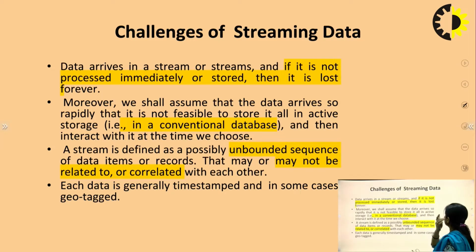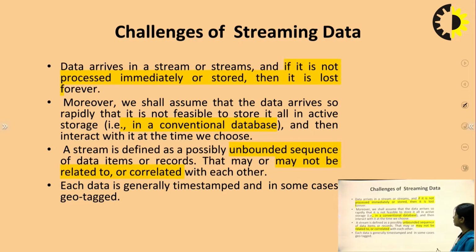Moreover, we shall assume that the data arrives so rapidly that it is not feasible to store it at all in a real-time environment, in active storage, right? That means if we are using a conventional database, then it is not possible for us to store it and then interact with it at the time we choose, right? So it becomes a very big challenge in the case of streaming data.